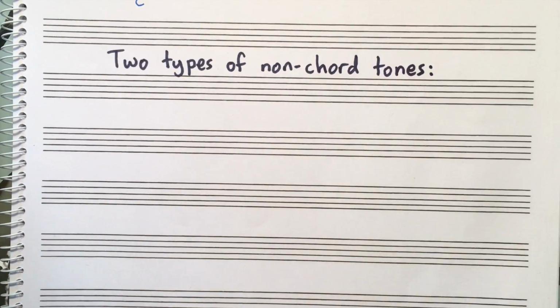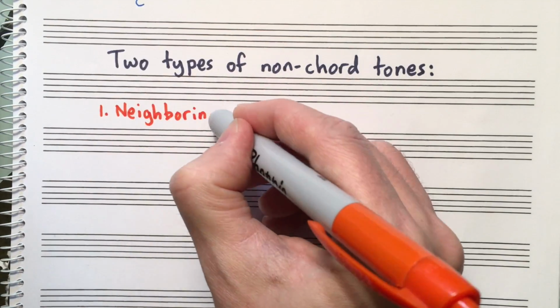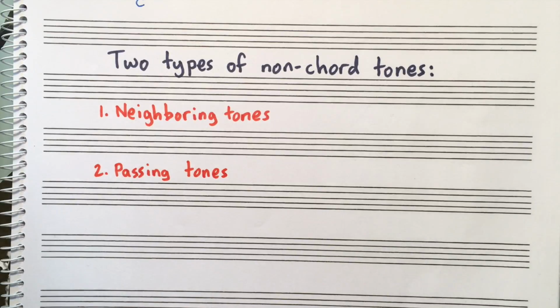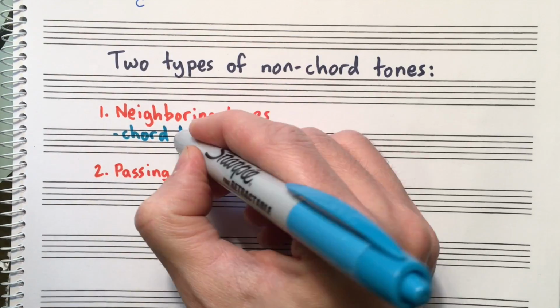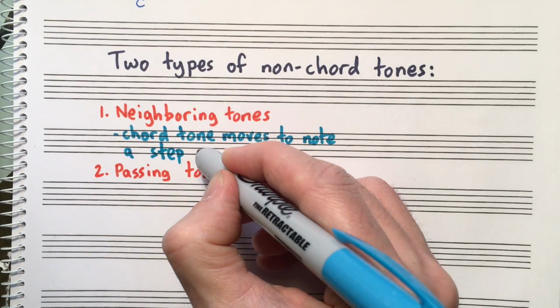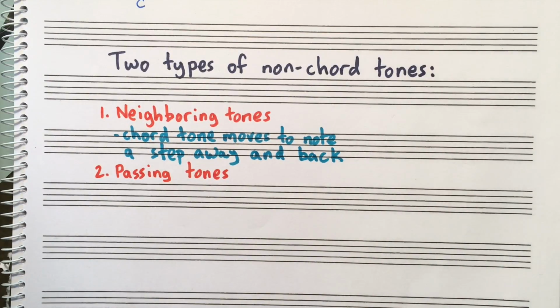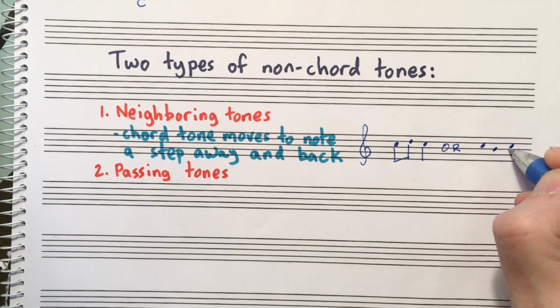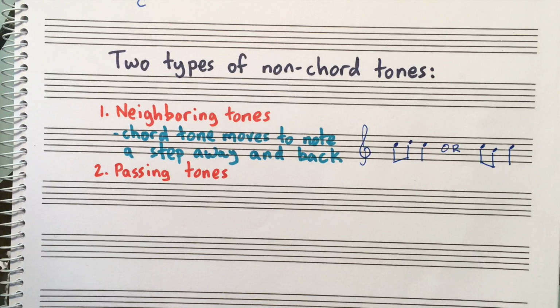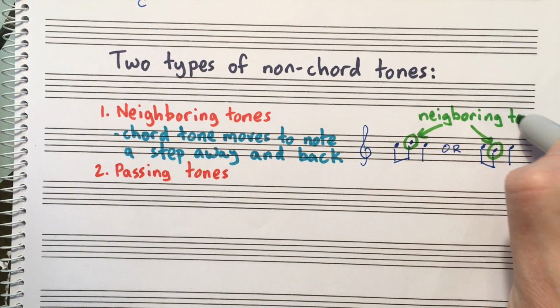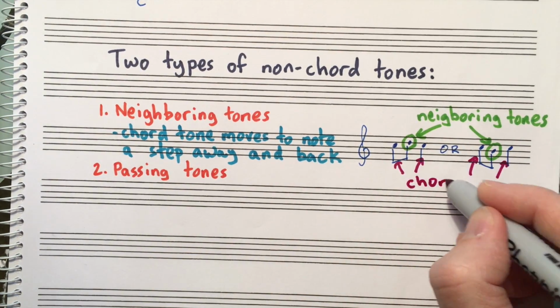There are two main types of non-chord tones: neighboring tones and passing tones. A neighboring tone occurs when a chord tone moves to a note a step away and then right back. So you could take the note C and make the figure C-D-C or C-B-C. The D and B are neighboring tones a step away from the chord tone C.